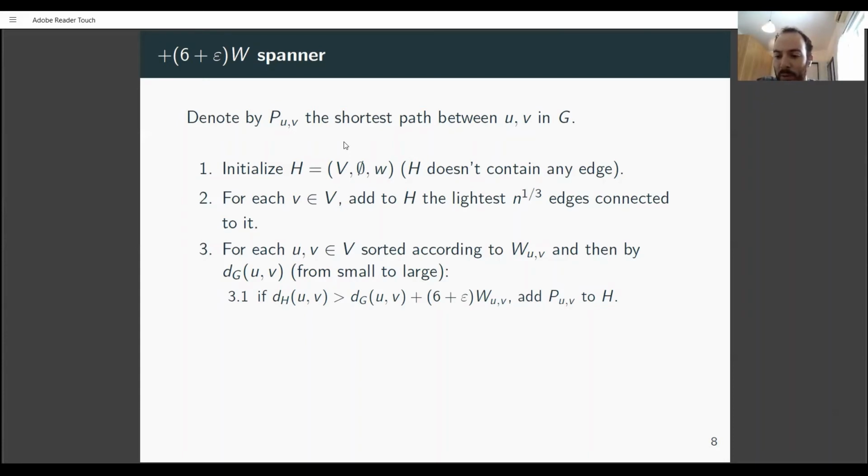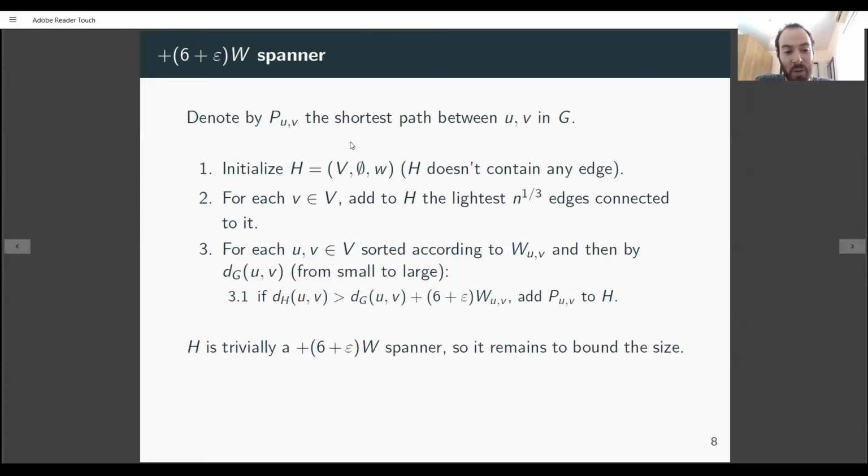If the distance between U and V in the spanner is greater than the distance in the original graph plus beta, (+6 plus epsilon) W_UV, we simply add the original shortest path, all the edges, to our spanner. This is the whole algorithm. Because of step 3, we trivially get a (+6 plus epsilon) W spanner. If not, we would add the shortest paths between the vertices that are not within plus beta. And now we will bound the size, which is where the fun part begins.